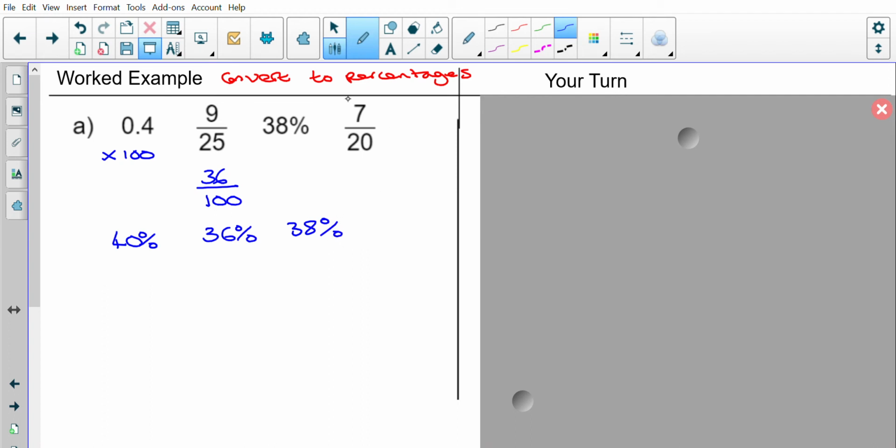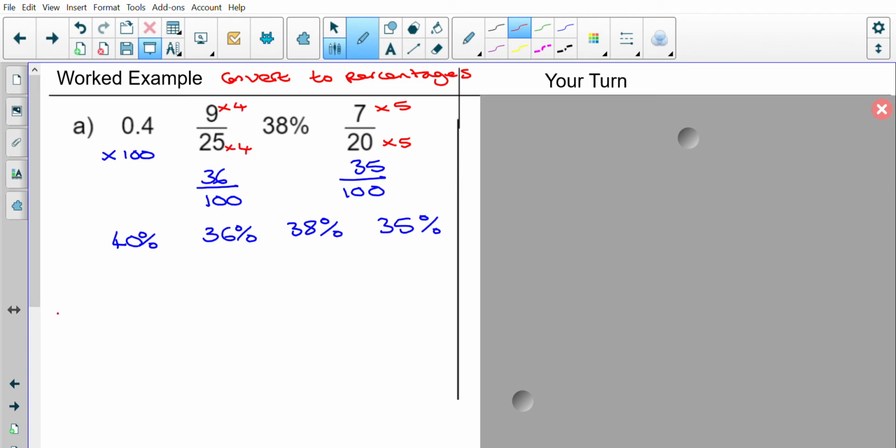And again, 7 over 20, we need to get that as a fraction out of 100. So quite useful to remember again that 20 times 5 is 100. So we're going to multiply the numerator by 5 as well, which gives me 35 out of 100, or 35%. Let's just pop on the 9 over 25. What did we do there? We multiplied the top and bottom by 4.